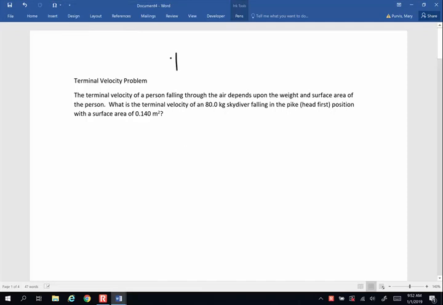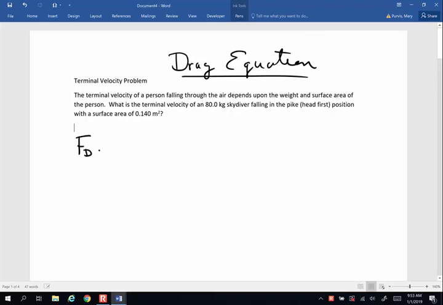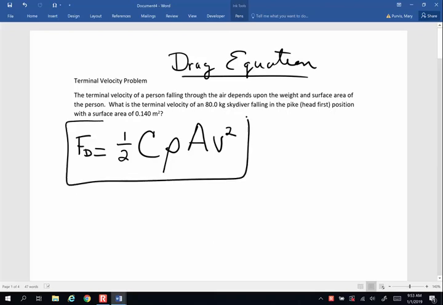Hi folks, we're going to do a problem using the drag equation. Now let's talk about that drag equation before we actually do our problem. The force of drag on an object is 1/2 the drag coefficient times the density of the fluid times the cross-sectional area that is actually facing the fluid as it falls times the velocity squared. Now that is the drag equation.